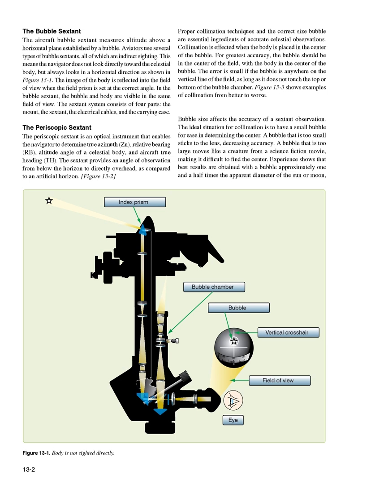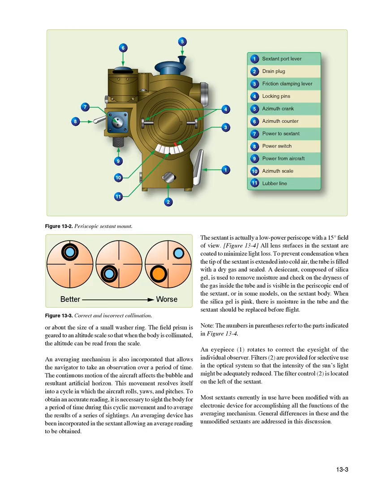Bubble size affects the accuracy of a sextant observation. The ideal situation for collimation is to have a small bubble for ease in determining the center. A bubble that is too small sticks to the lens, decreasing accuracy. A bubble that is too large moves like a creature from a science fiction movie, making it difficult to find the center. Experience shows that best results are obtained with a bubble approximately 1.5 times the apparent diameter of the sun or moon, or about the size of a small watch or ring.